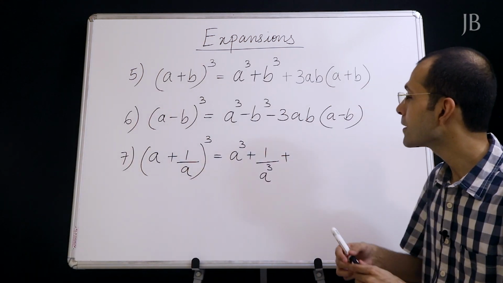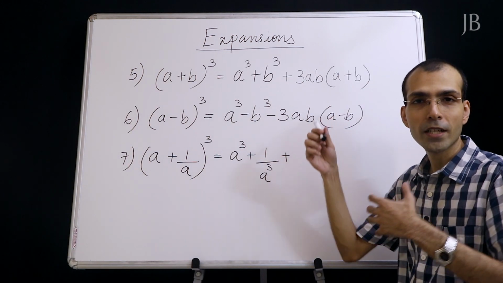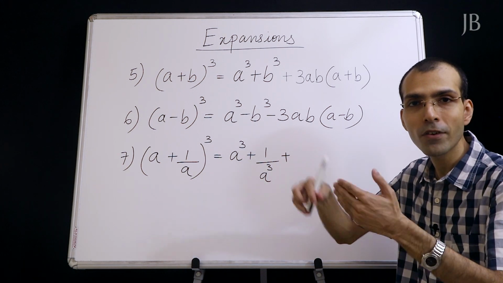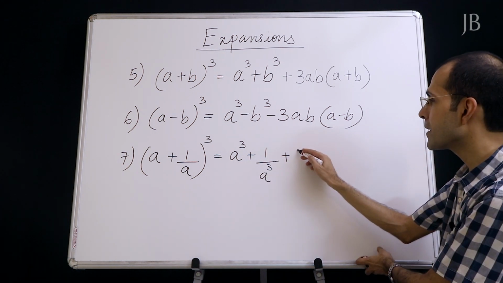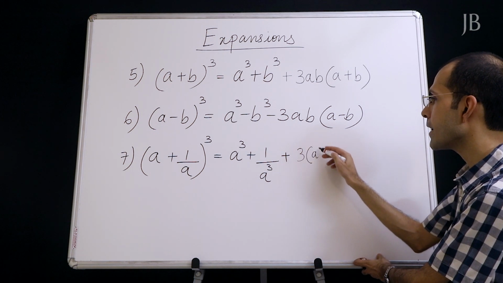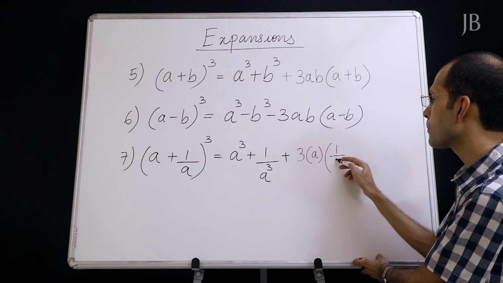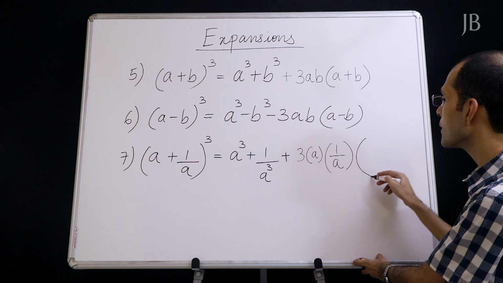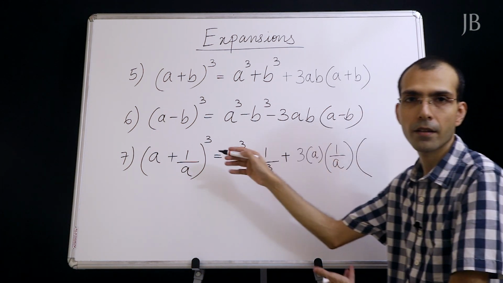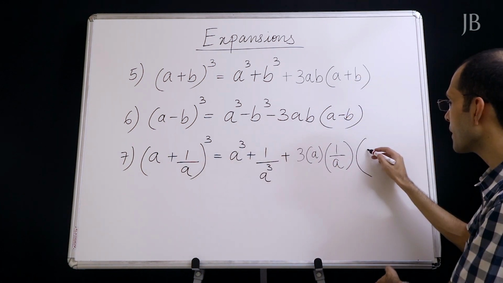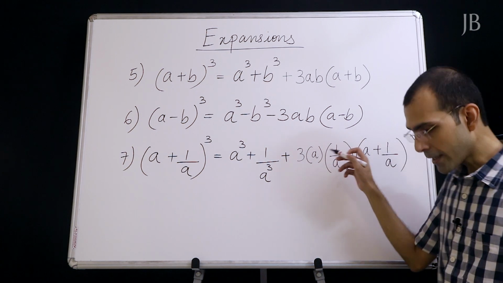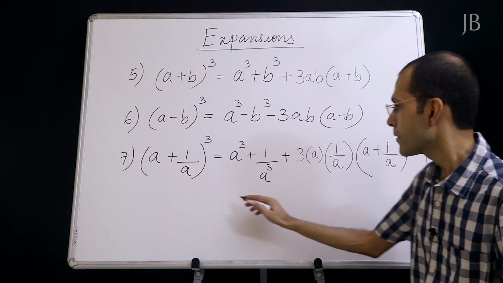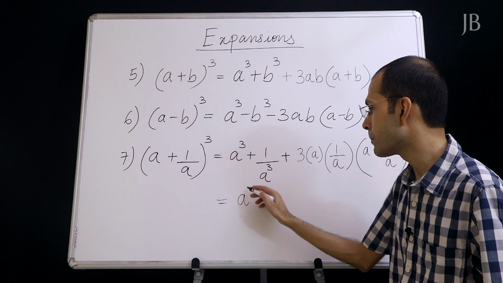Then what is 3ab? What I had told you before, it is 3 into first term into second term. That's the way you remember. So now this will be 3 into a into 1 upon a into a plus b. But here there is no b, so this will be a plus 1 upon a. Here a and a will get cancelled. So the formula can be refined a bit.